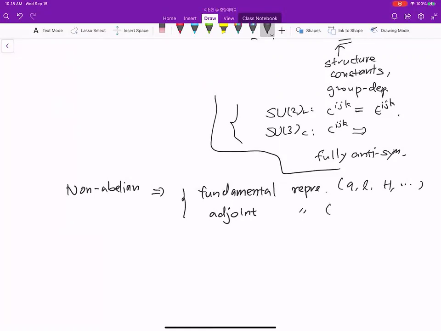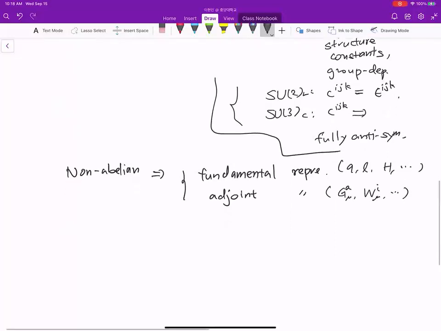In the case of the adjoint, these are gluons and weak gauge bosons. Those are in the adjoint representation. So the gauge forces are in the adjoint representation, and that takes a particular form of the matrices.